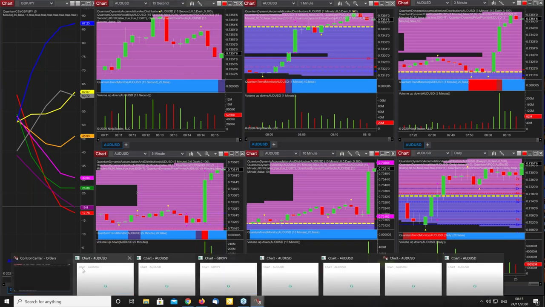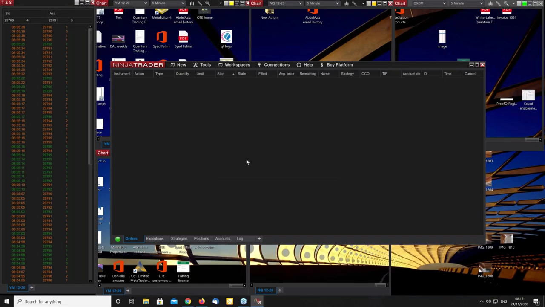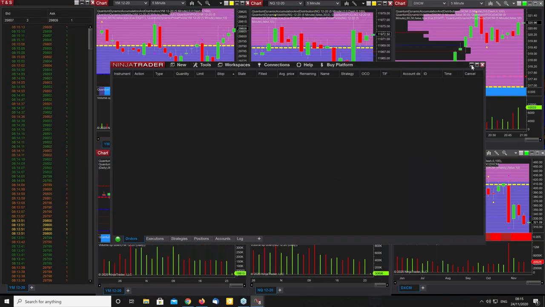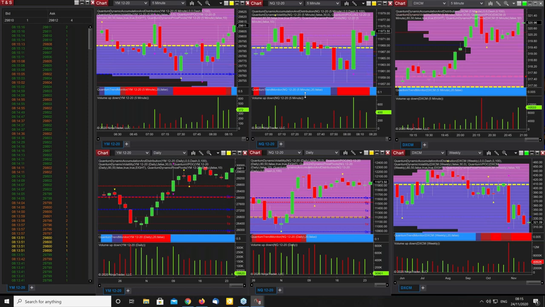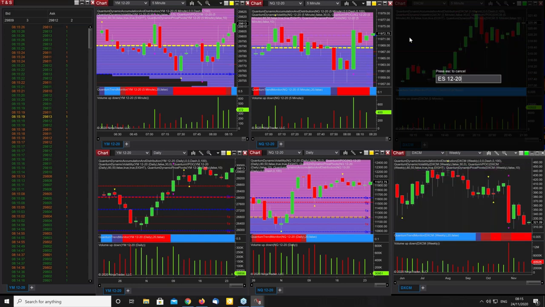Just have a look and see what's going on in terms of the US indices. There we go. This is the three majors, if you like. This is the YM, that's the Dow 30. This is the NQ, that's the NASDAQ. And sorry, I don't know why that's reverted to the DXCM. I was looking at that last night. Just changed that over to the ES. There we go. That's now on the ES.